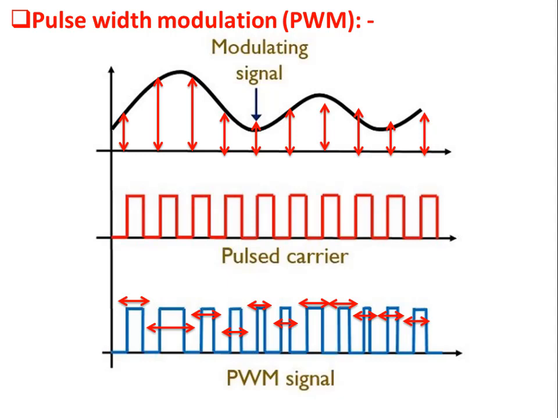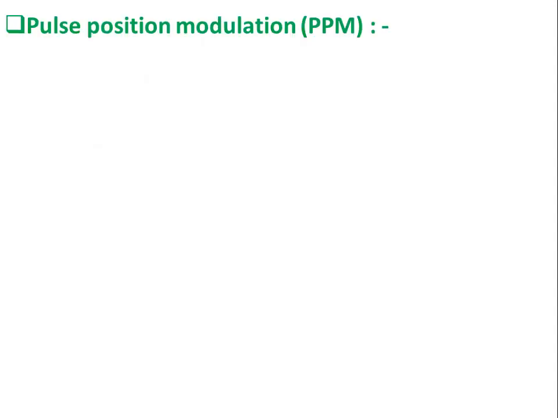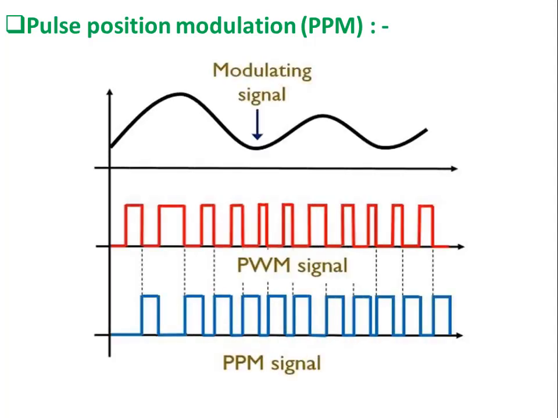Now the last type of pulse modulation technique, that is pulse position modulation. It is also called PPM technique. It is a type of analog pulse modulation in which the position of each pulse varies in accordance with the instantaneous value or amplitude value of the modulating signal.